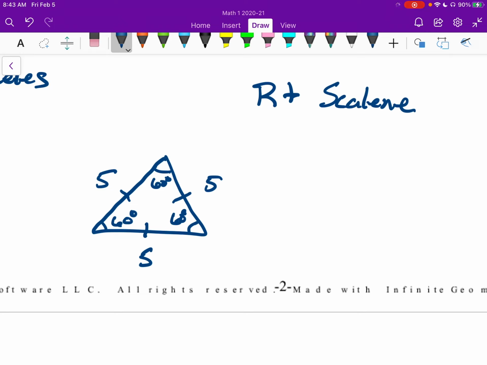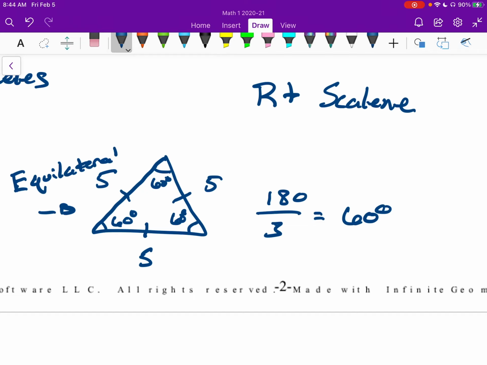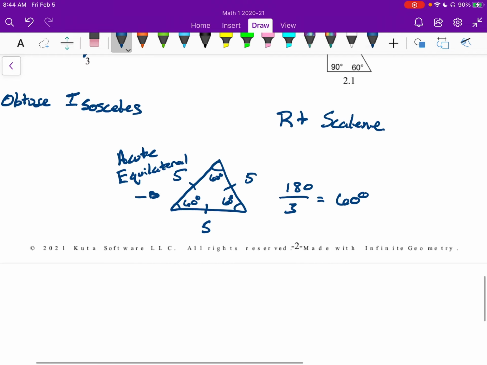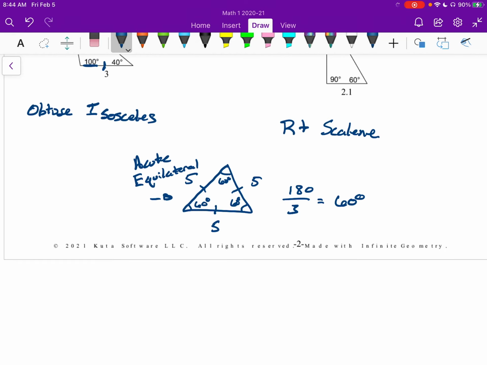They're all 60 because all three angles are congruent, and 180 divided by 3, right? Because there's 180 degrees total, and 3 equal angles gives me 60 degrees for each angle, right? So this would be an acute equilateral triangle, all right? We didn't have one on the notes, but I just want you to be able to see that. All right, that's all.